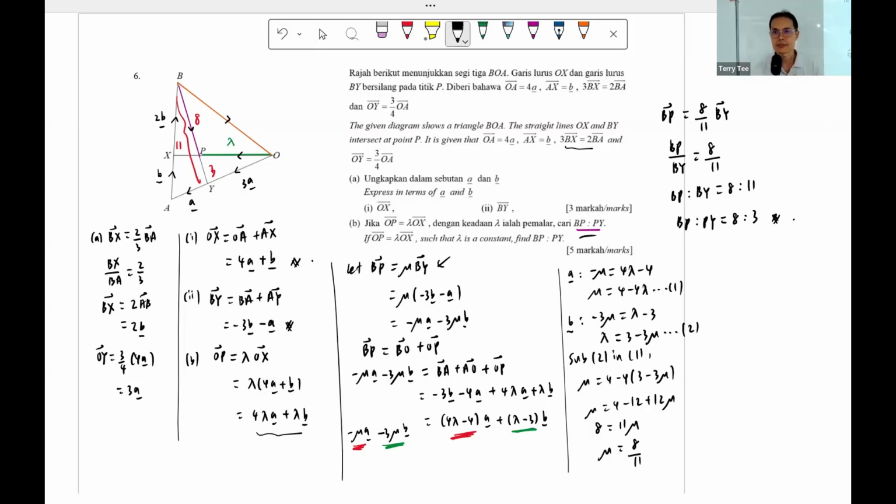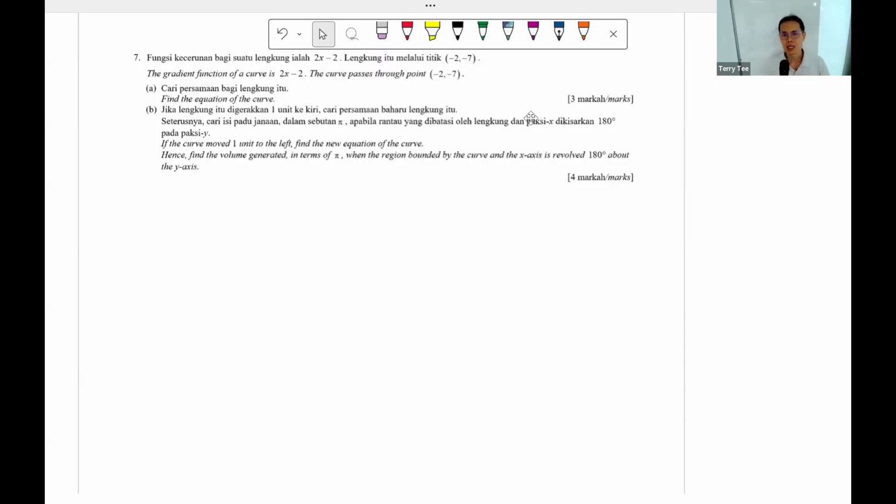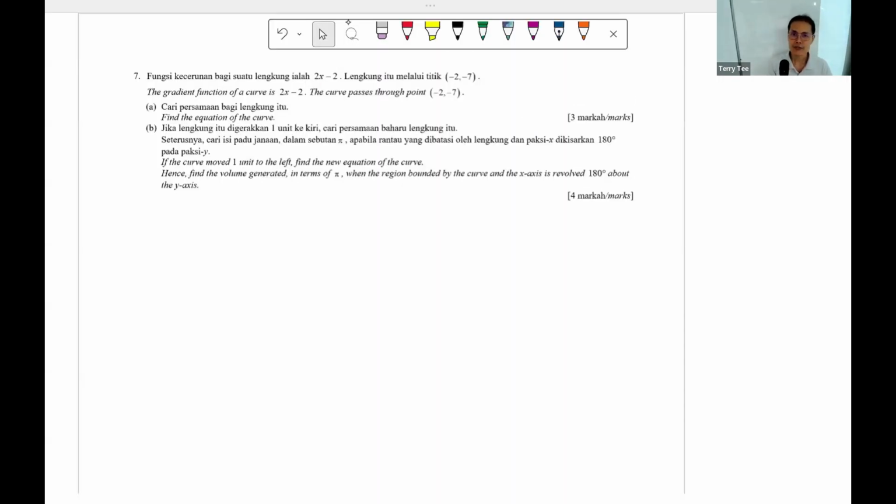Right, this is what chapter? Form 5, chapter 4. Sorry, chapter 3. Integration, not chapter 4, chapter 3. You're given the gradient function. Gradient function is basically your dy/dx, okay? So you're given your dy/dx, and your dy/dx is 2x minus 2. You're finding the equation of the curve. Now I'm doing this with part B in mind, because in part B they say the graph has to be shifted 1 unit to the left, find a new equation.